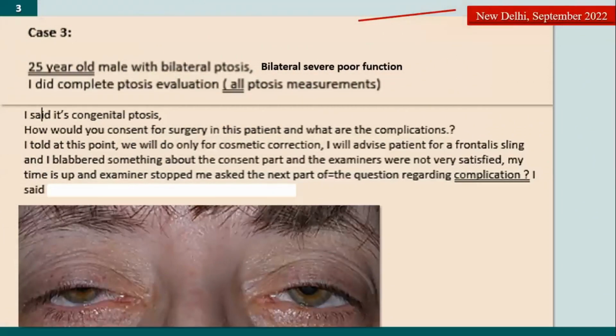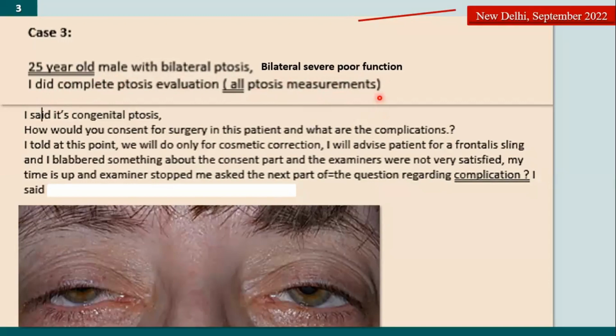Let's see the next one. We have a 25-year-old male. I don't know how the candidate knows an age exactly, but let's say a young adult man with bilateral ptosis. I added here some information because this scenario was written in another experience. Like we have, again, bilateral severe poor function. I did a complete ptosis evaluation, all ptosis measurements.